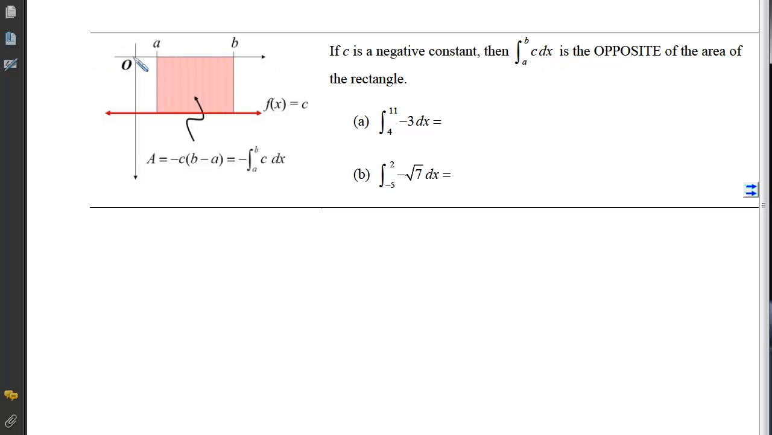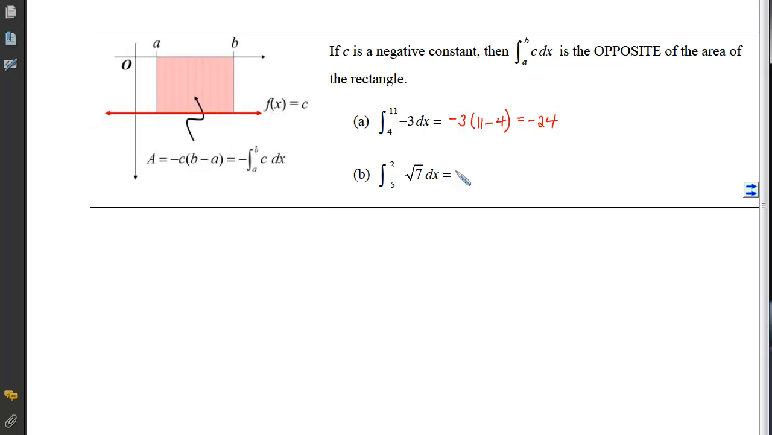So let's say this is our origin right here, so c is underneath the x-axis. That accumulation will be a negative number, so the area will be the opposite of that, c times b minus a, which means it will be the opposite of the integral. So again, the integral, or the accumulation, will be that negative number times the 11 minus 4. We'll have a negative 3 times 8 is a negative 24, which is the opposite of the area when our constant, or our horizontal line, passes through y equals negative 3.